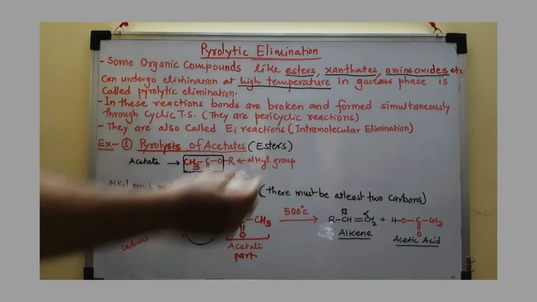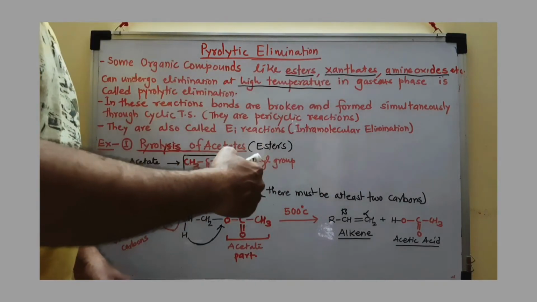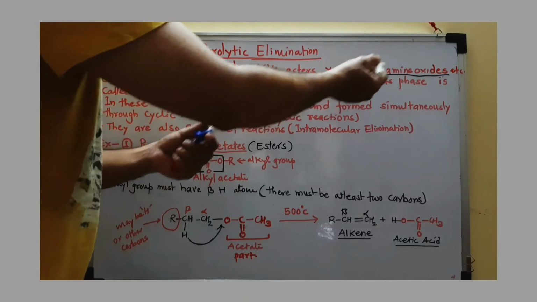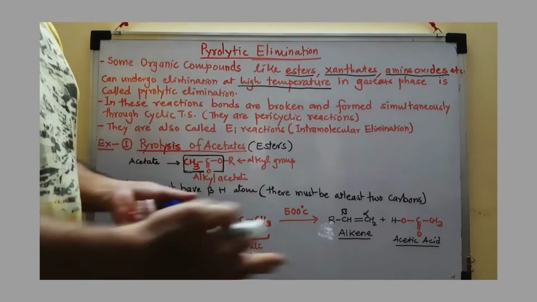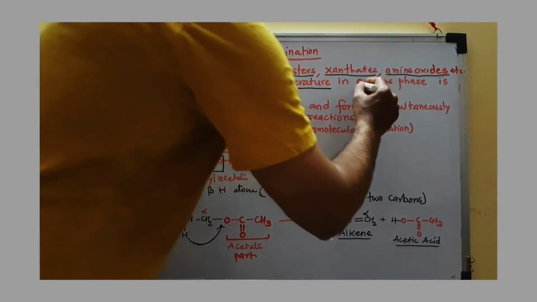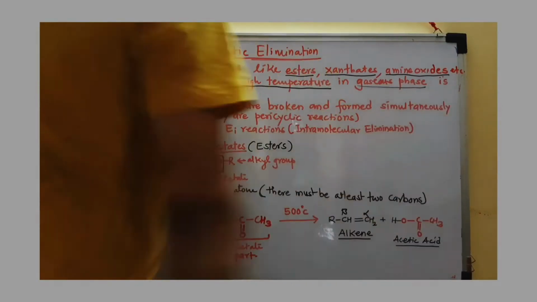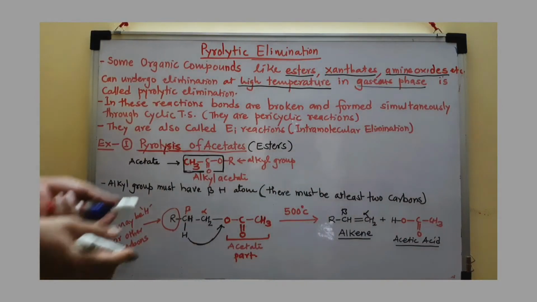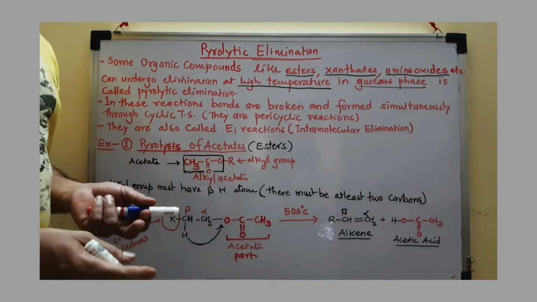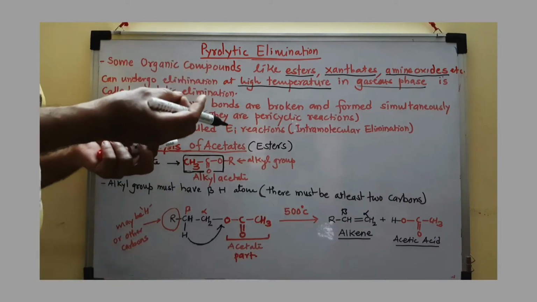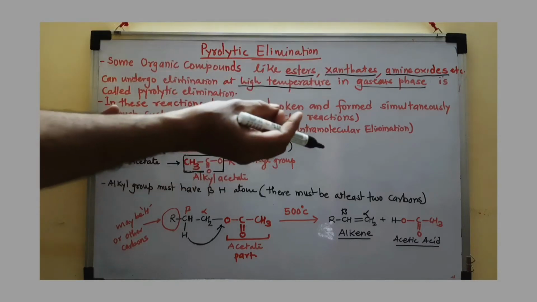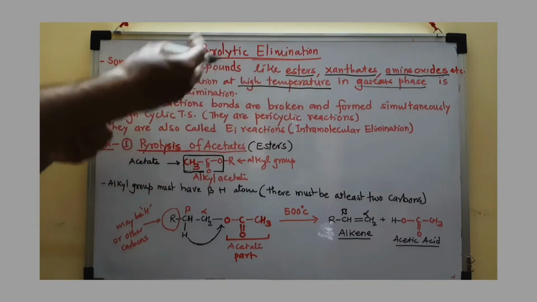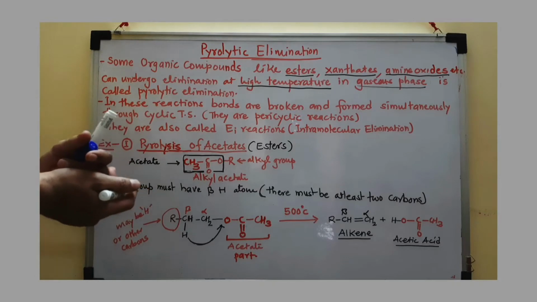So we have to take that compound, either ester or xanthate or amine oxide separately, and heat them at high temperature, obviously in a gaseous phase. What happens? Elimination takes place. Elimination means two atoms or two groups of atoms are removed from the molecule to form a double bond, to form a pi bond. That reaction is called an elimination reaction.